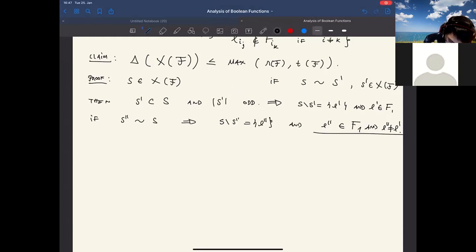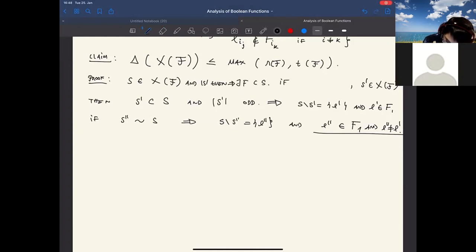It should be the following. So you take F, so there exists, say, S and S even. So there exists some F1 containing F. Okay, that's what we know.